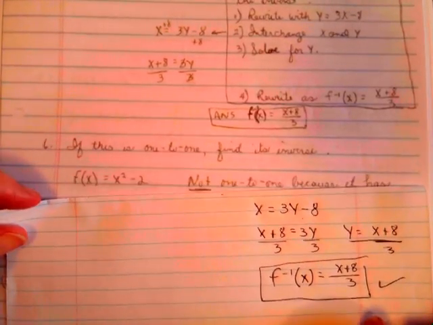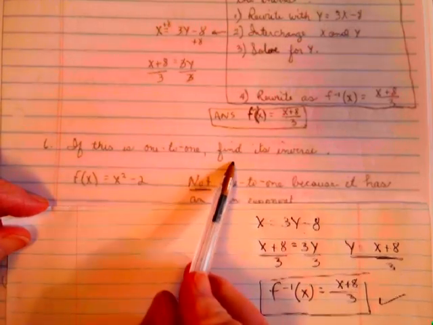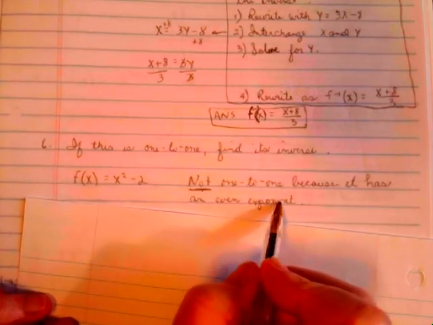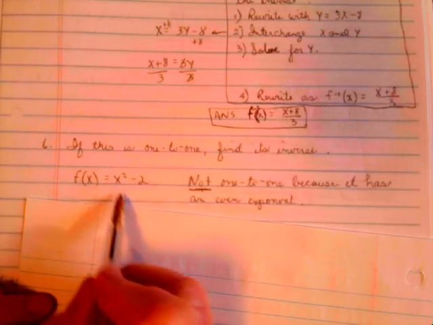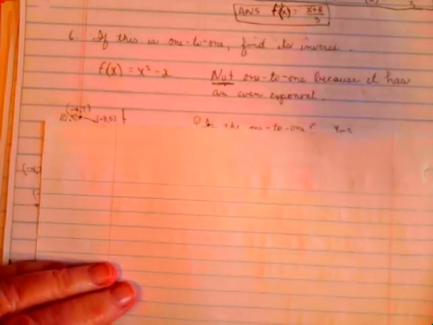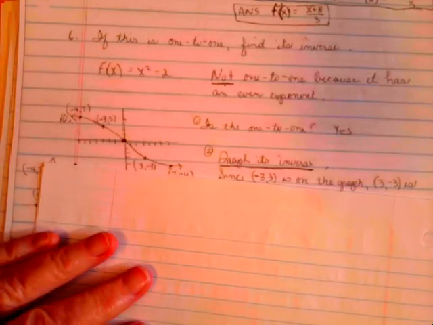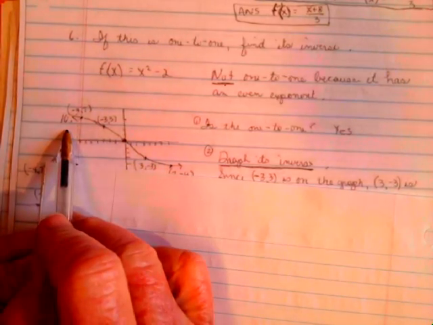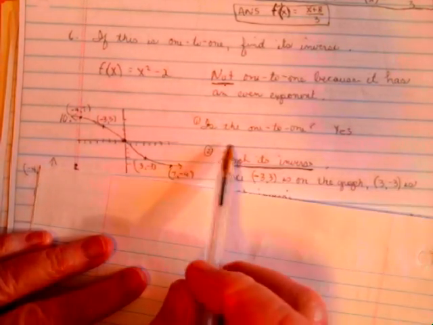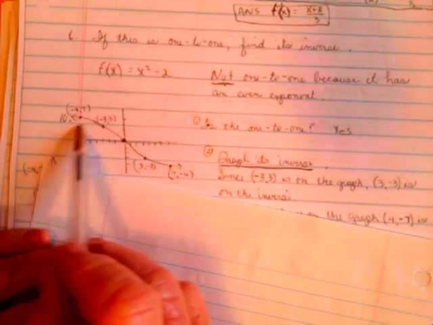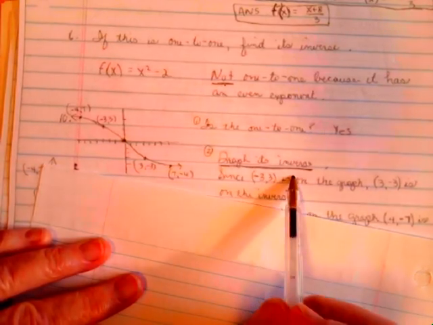Homework problem number 6. If this is one-to-one, find its inverse. F of x equals x squared minus 2 is not one-to-one because I've got a 2 right there for an exponent. So I don't have to do any work. I just say it's not one-to-one. And then number 10 on homework. Is this one-to-one? Yes. Graph its inverse.